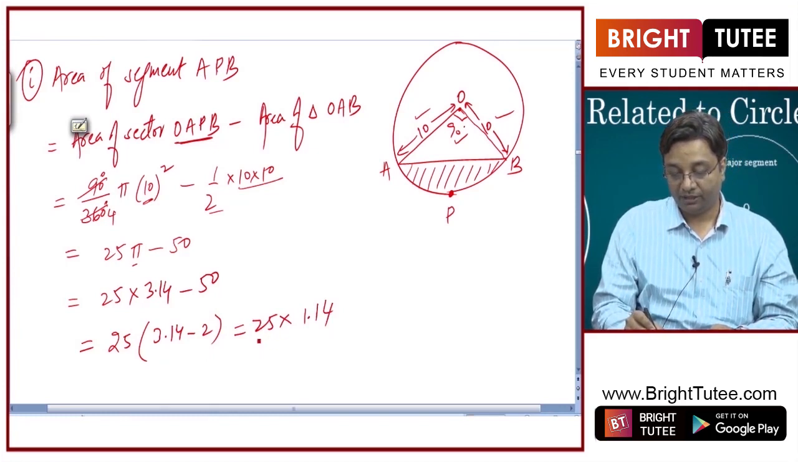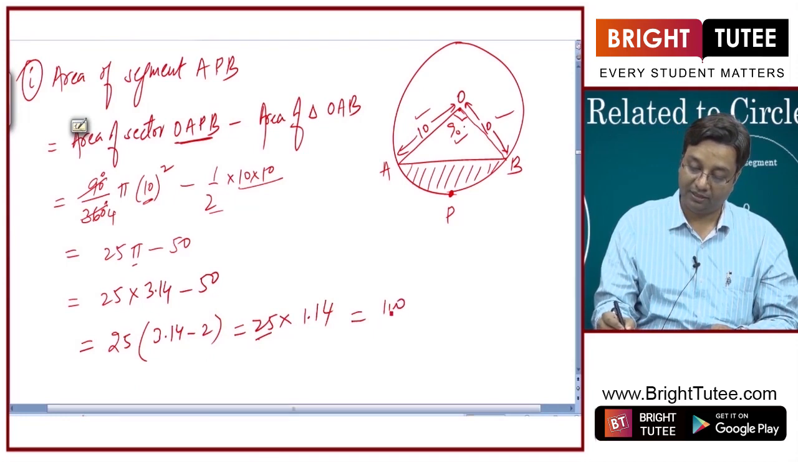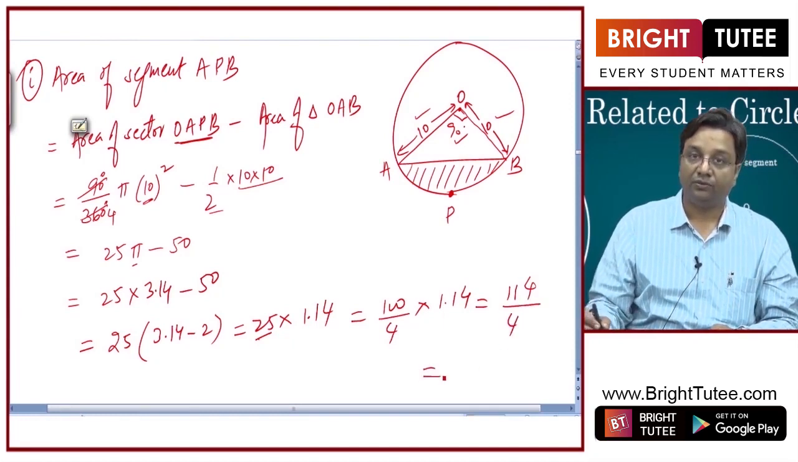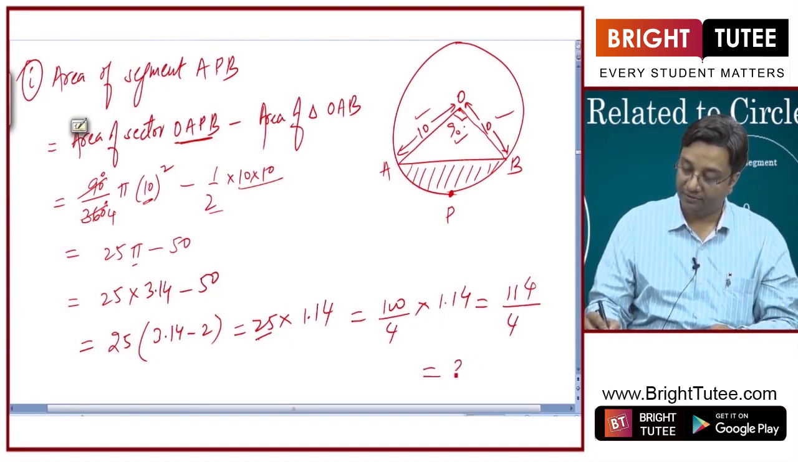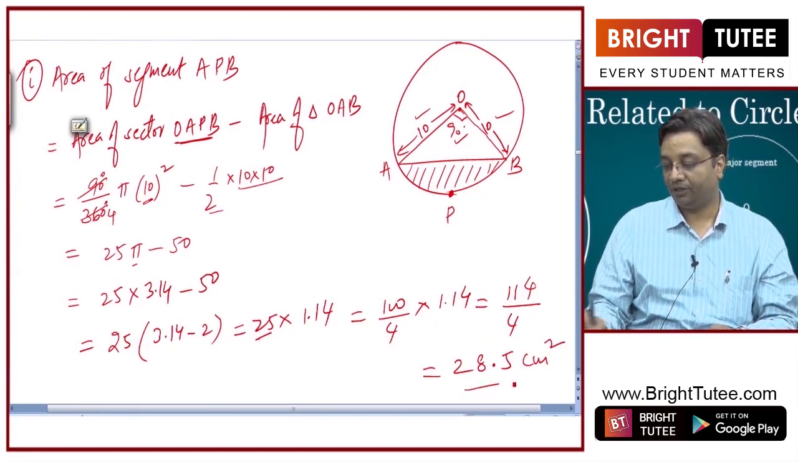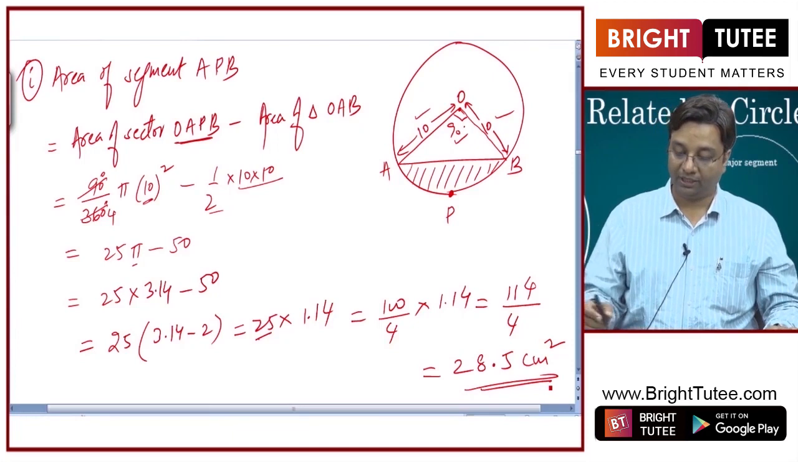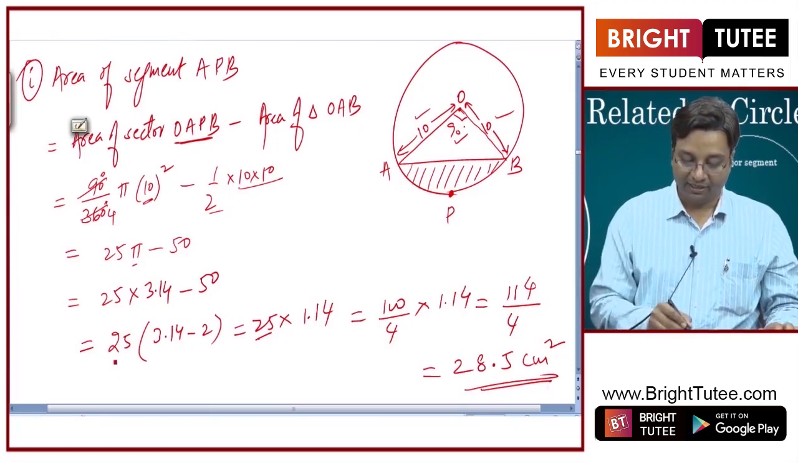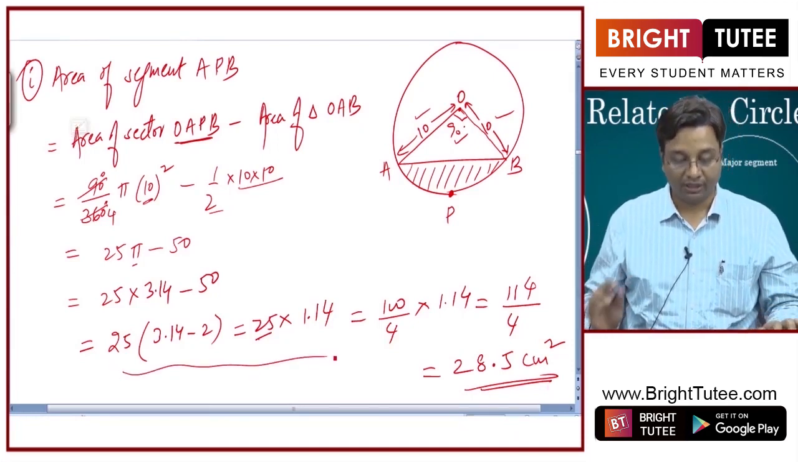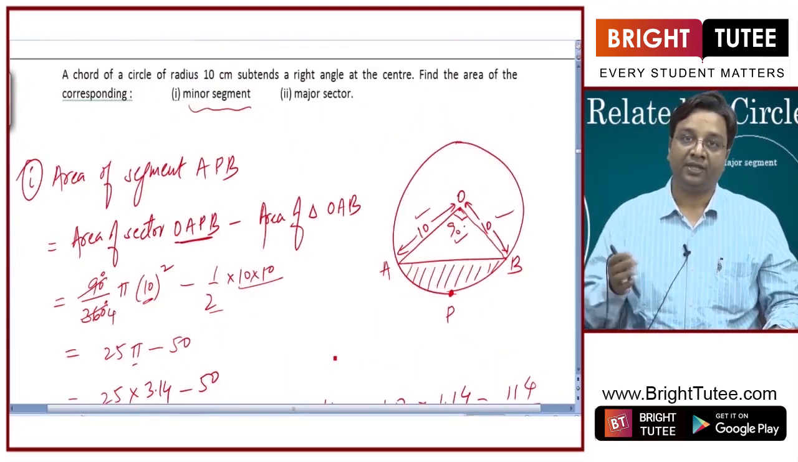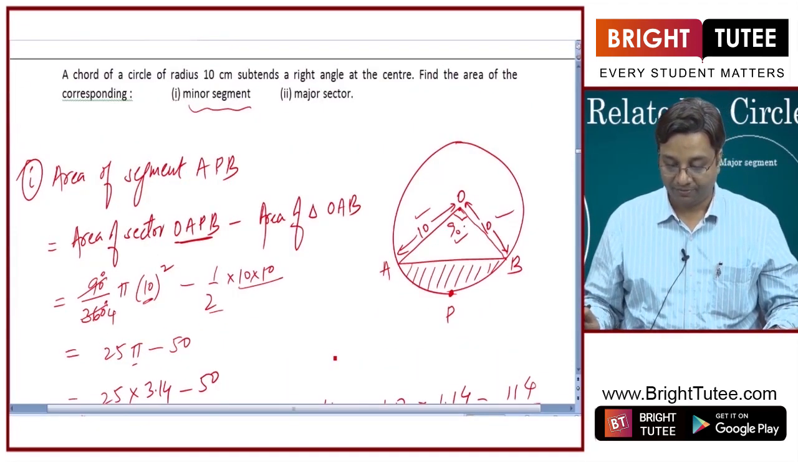So what we can do here is, we can write this 25 as 100 by 4 into 1.14, so this is 114 by 4, which can be further simplified as 28.5 centimeter square, right? So this is how you can calculate the area of segment APB. And this calculation part I expect you to do yourself. So I will be giving you hints in the questions coming further.